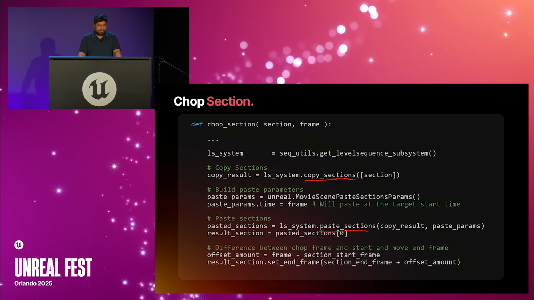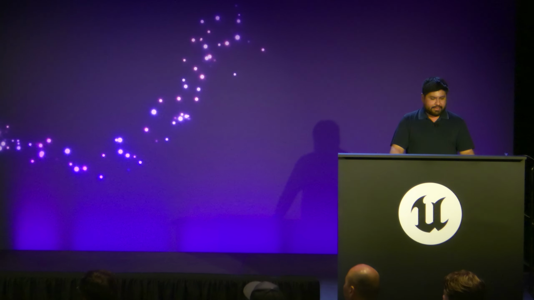There's a copy and paste function for different kinds of assets in Sequencer. So in this case, it's section, but it can be copy and paste tracks. It can be copy and paste bindings. There's one for each. And then I can add the offset that I want.